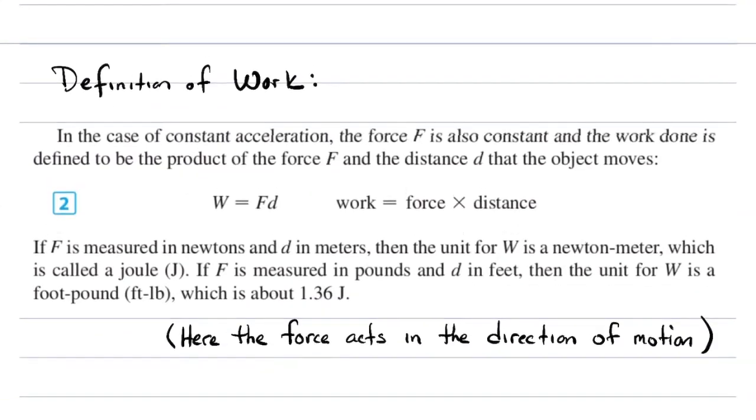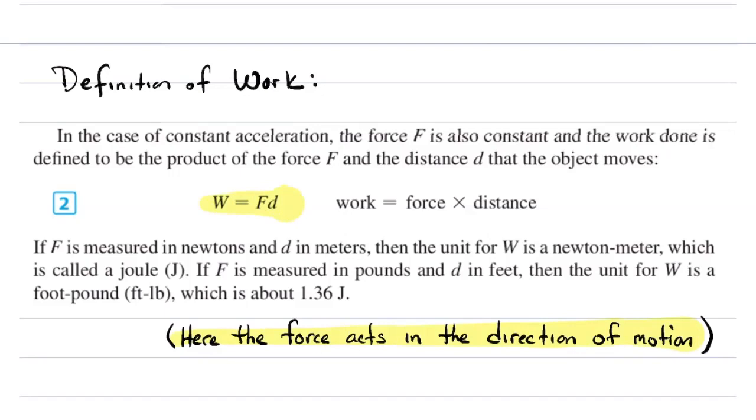So this definition is kind of loaded. We have to be careful. If we have a constant acceleration, so we have a force that's constant and acting in the direction of motion, then the work done by that force in moving an object d units, the units would be meters in the SI system, feet in the US system.